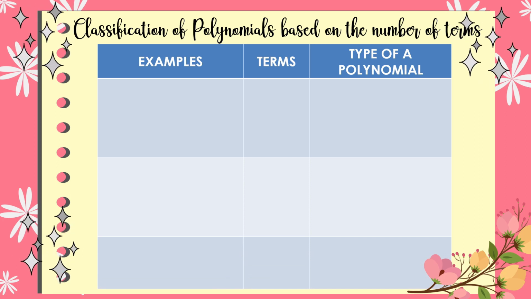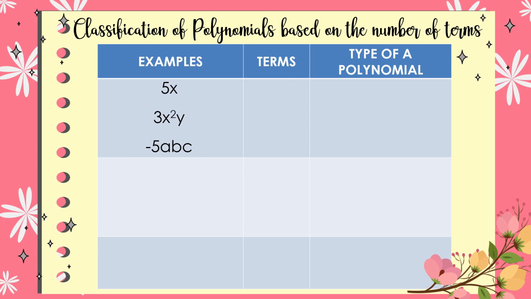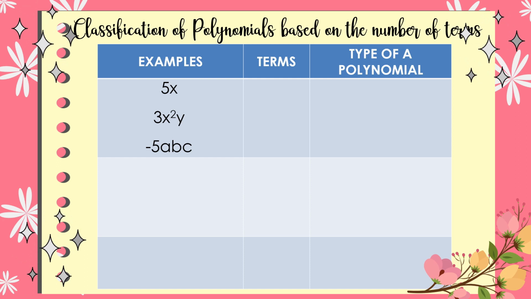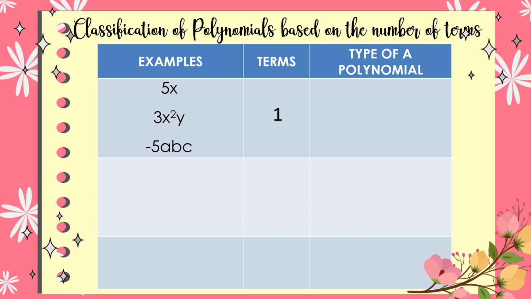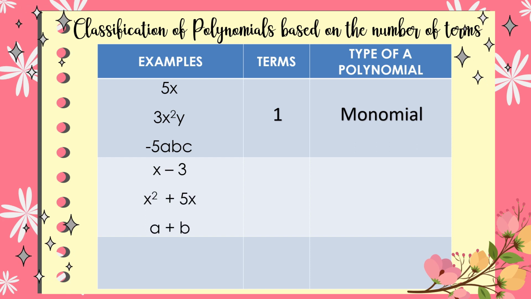I-identify natin yung number of terms ng bawat given. 5x, 3x squared y, negative 5abc. Lahat ng tatlong examples na yan ay binubuo ng isang term lang. And therefore, ang type of a polynomial na meron tayo ay monomial.